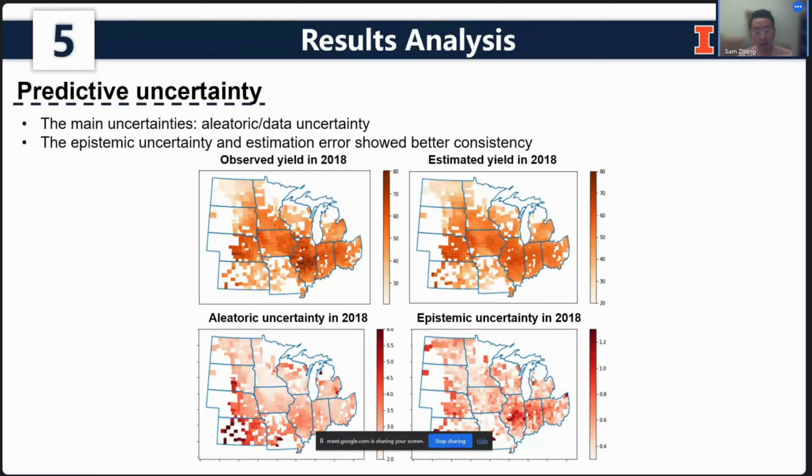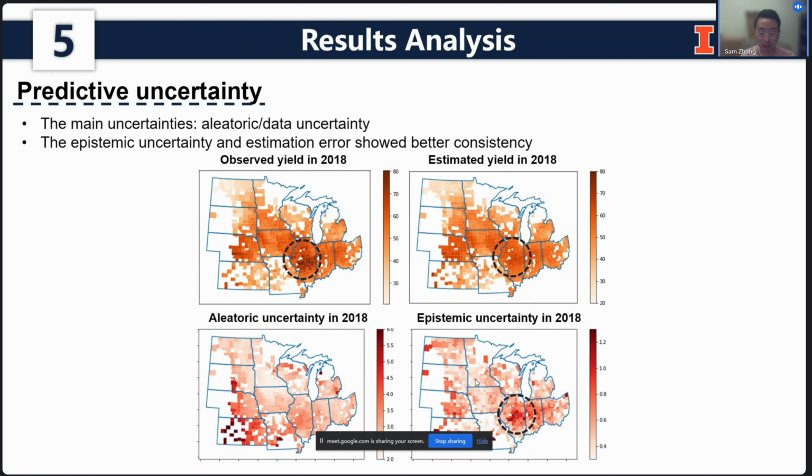And another interesting finding here is that the epistemic uncertainty sometimes shows better consistency with the estimation errors. If you look at the central part of Illinois state, you can see that our observed yield is higher than the estimated yield, which is because in 2018, the soybean yield in this part was much higher than the records. Those high yield records never appeared in our training process, so our model cannot predict it very well.